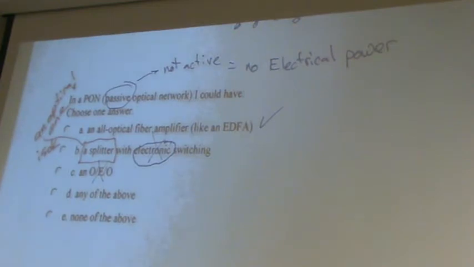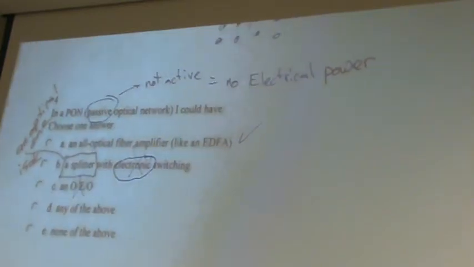That's the key. If you use Wikipedia or whatever, it might miss that point, right? An electrical amplifier would never be used in a PON, but EDFAs are, as long as you only have the optical parts in that. Now, to use an EDFA, I've got a pump laser diode that gets electrical power somewhere, but that's not part of my network.